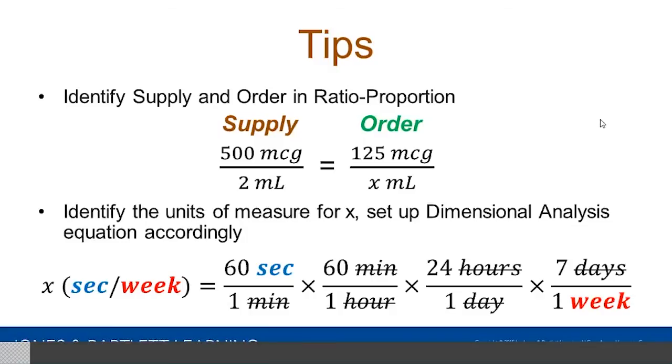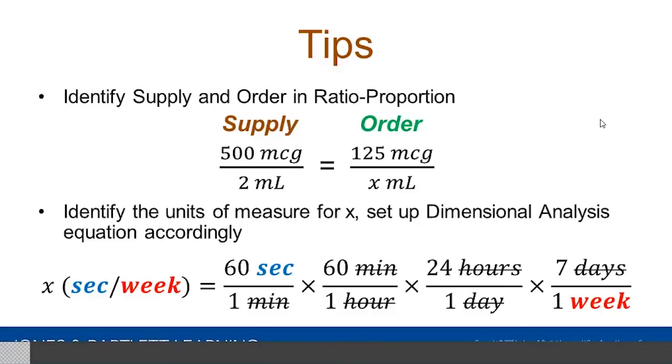We know there's 60 minutes in 1 hour. So then we know that the hours has to be the numerator of the next fraction. So hours cancel each other out. We know there's 24 hours in a day. So we know that days has to be the numerator of the next fraction, and we know there's 7 days in a week. Now our bridge is formed.